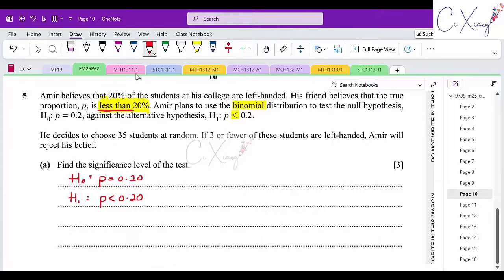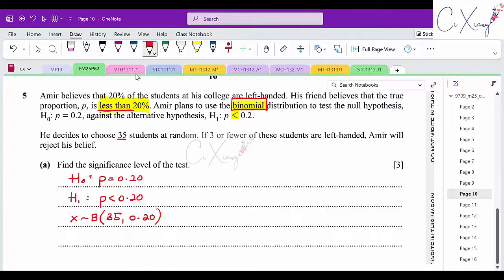At the same time, they did tell us that he wants to use binomial distribution. So we need to know that in this test, we are using binomial distribution to carry out the test. What is the total number of students we have? 35. He used a sample of 35 students, and then he wants to test whether p is 0.20 or not. So this is what we have so far.